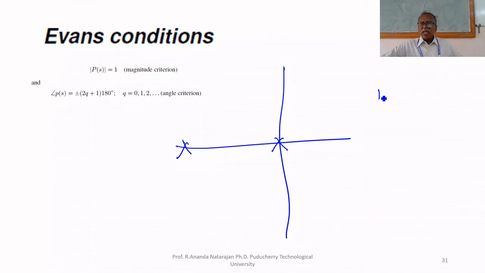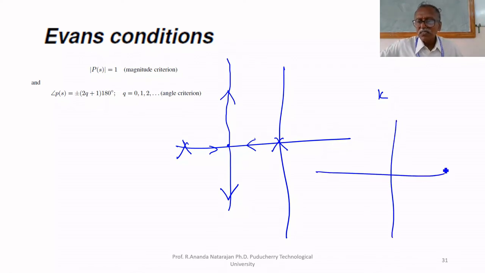If you vary K, the amplifier gain, from 0 to infinity, the loci are moving towards each other. At one point they are meeting each other. After that they are breaking away. One goes up, another one goes down. This is the root locus for a second order stable system.